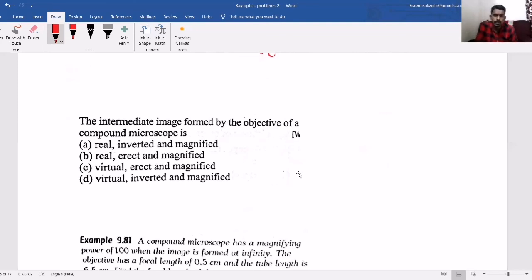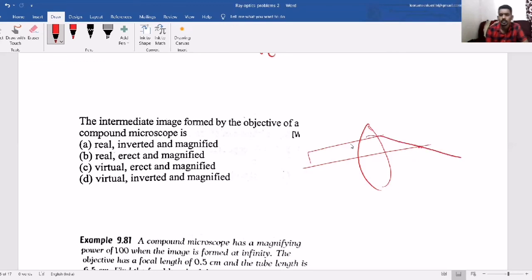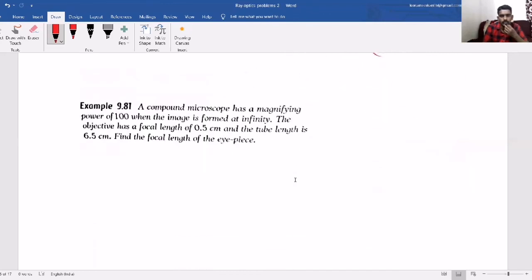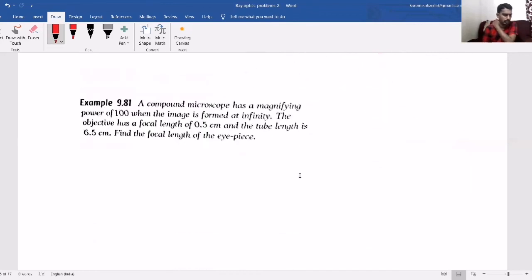So the intermediate image formed by the objective of a compound microscope means, there is one objective, so when light goes through it, it will form a real and magnified image. Real, magnified and inverted. So inverted, real and magnified. That means option A. That will act like the object for the second lens, that is the eyepiece. So such kind of questions you can expect at the NEET and CET level.